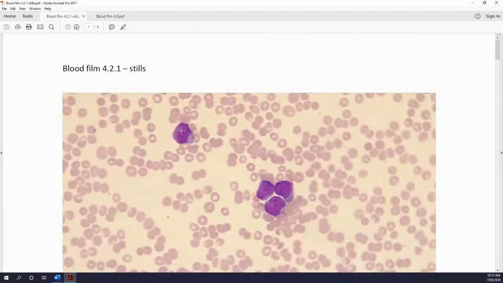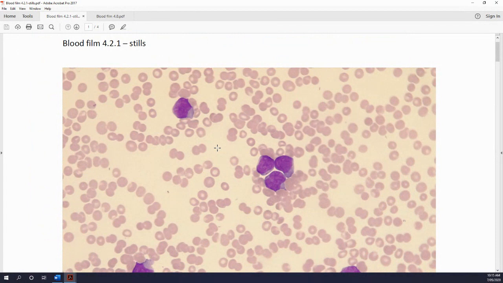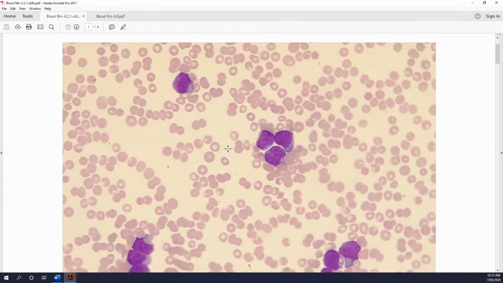So going on to blood film 4.2, hopefully you can see that these cells are much, much larger. The blasts are much, much larger. This is an M2 acute myeloid leukemia, so there is some differentiation here. And the other thing to note too is that myeloblasts tend to be far more angular in their shape, whereas lymphoblasts tend to be sort of rounder. Myeloblasts are angular and they're more pleomorphic in their look.